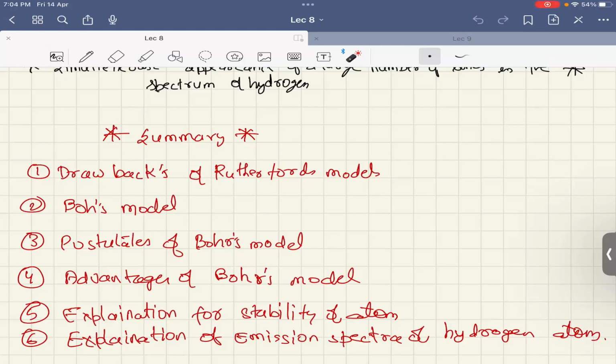So for this, a new model was needed, and this model was given by Bohr. Then we studied the numerous postulates of the Bohr model, and in detail about those postulates, and subsequently the advantages of Bohr's model, like the factors which Rutherford's model was not able to explain, that we could successfully explain with the help of Bohr's model. We explained the stability of the atom, that is the advantage of Bohr's model over Rutherford's model, and we explained the emission spectra of the hydrogen atom.